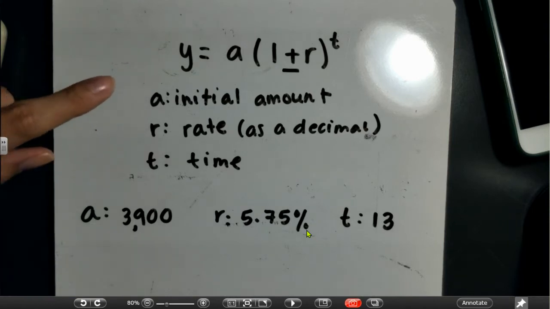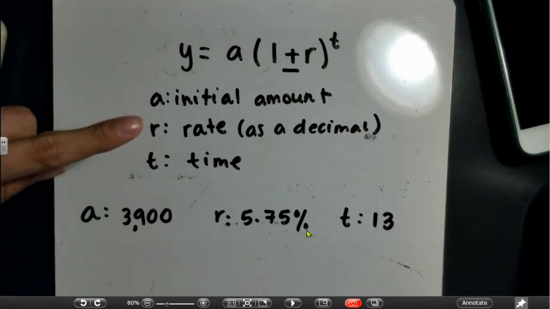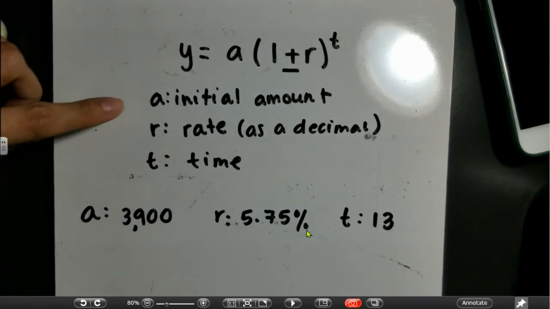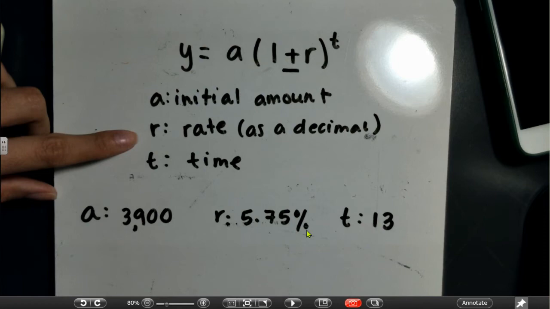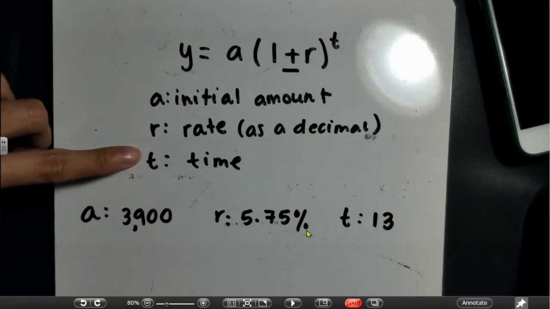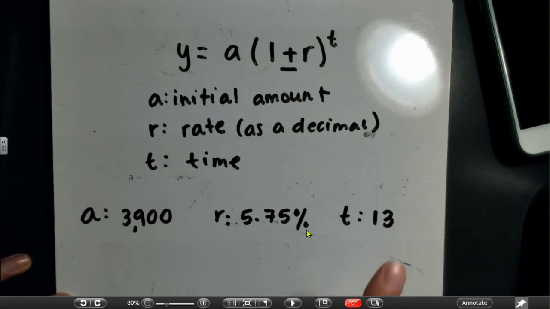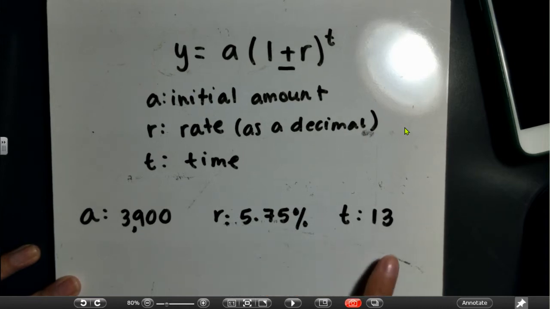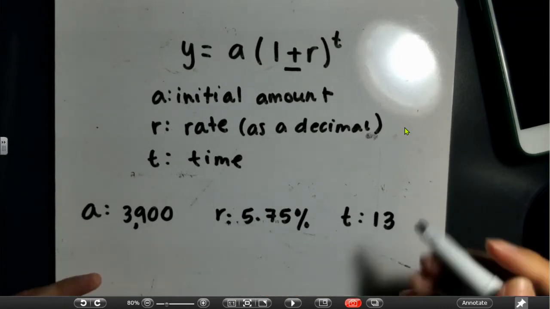So those three numbers that I told you to write down, they represent these three letters. So A represents how much money or the amount that you're starting with. It could be money. I think in our example, it was like trees or something. R represents the percentage, and we're going to turn that percentage into a decimal. And then T represents time. So then these are those three numbers that I got from the problem that I just read to you. And so A is 3,900, R is 5.75%, and then T is 13, I think it was years.